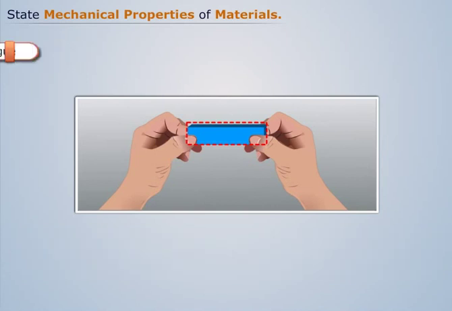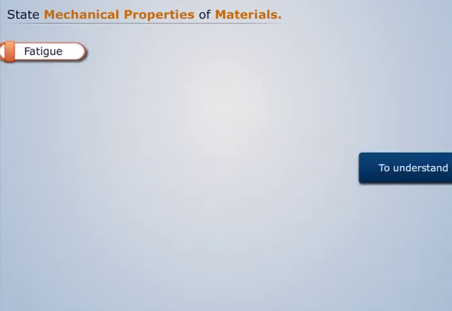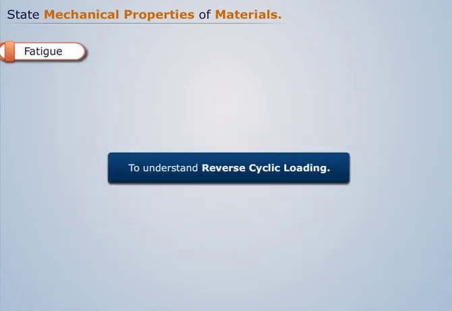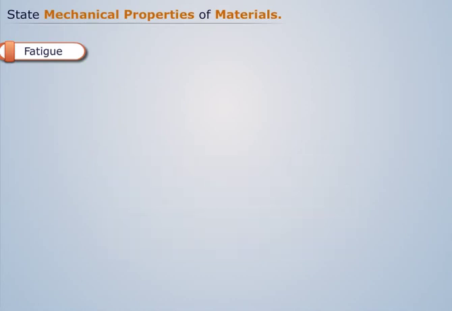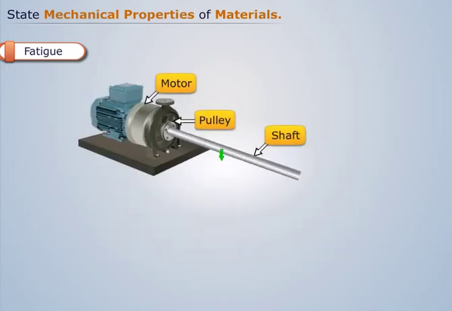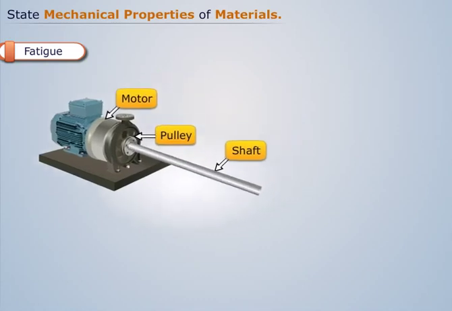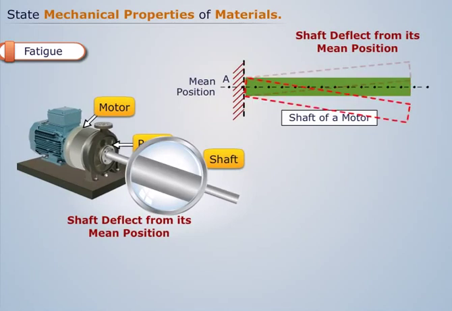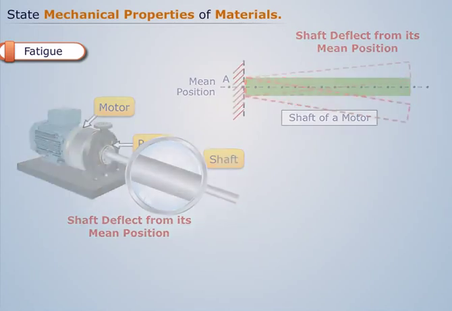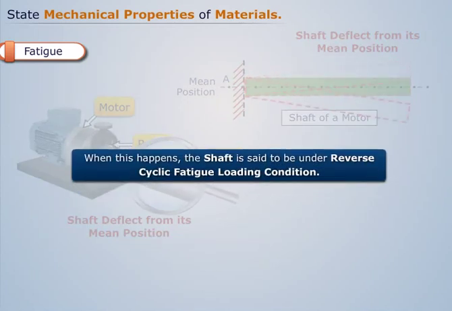Now let's understand fatigue. To understand fatigue, we first need to understand reverse cyclic loading. Let us take a shaft of a motor which is attached with a pulley. Now, as you can see, when the motor runs, the rotating shaft deflects to and fro from its mean position. When this happens, the shaft is said to be under reverse cyclic fatigue loading condition.